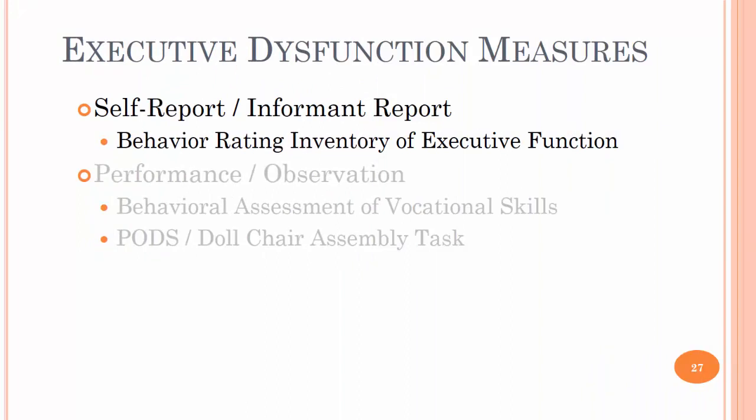In today's talk, I'm only going to be focused on self-report and informant report using the Behavior Rating Inventory of Executive Function. In the next talk, we'll get into performance and observation, collecting information with the Behavioral Assessment of Vocational Skills, the BAVS, and also the PODS segment, the doll chair assembly task.